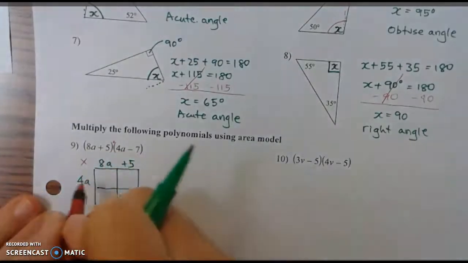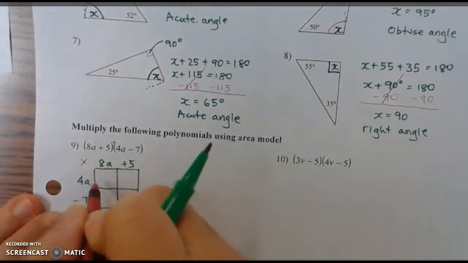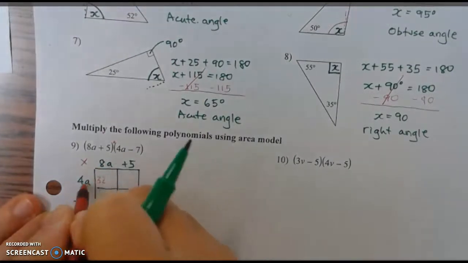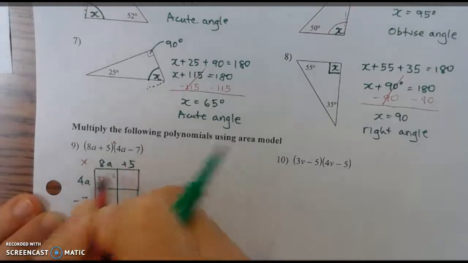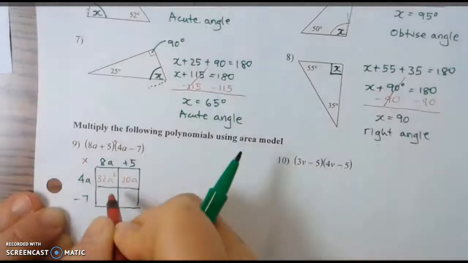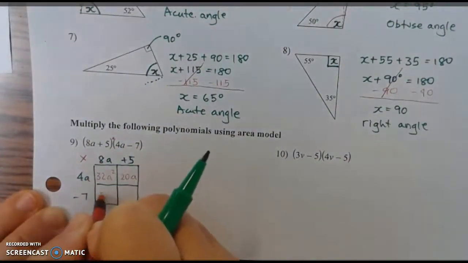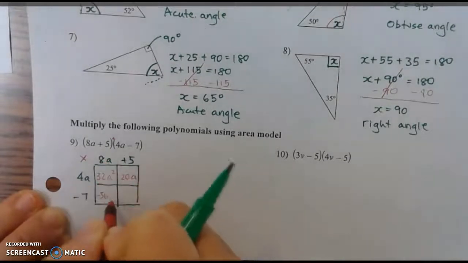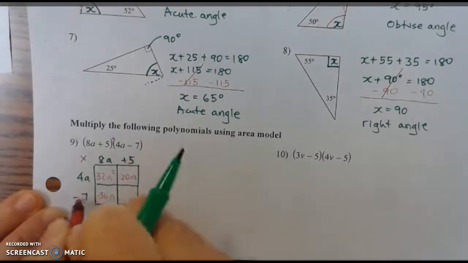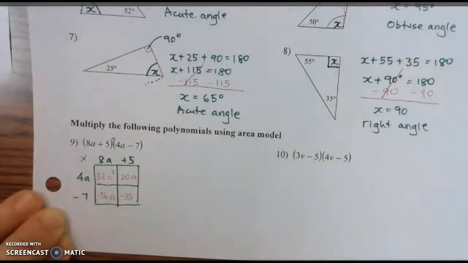That's what you're doing. Now we just need to multiply each of the parts. 8 times 4 is 32. 8 times a is a squared. 5 times 4 is 20, times a is just a. 8 times negative 7 is negative 56, times a is just a, and then 5 times negative 7 is negative 35.